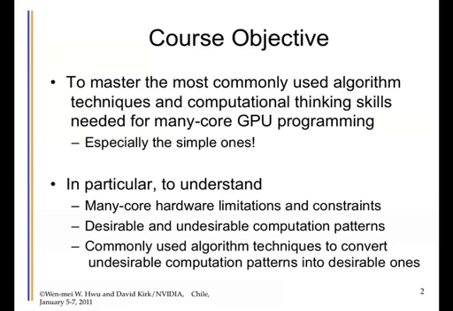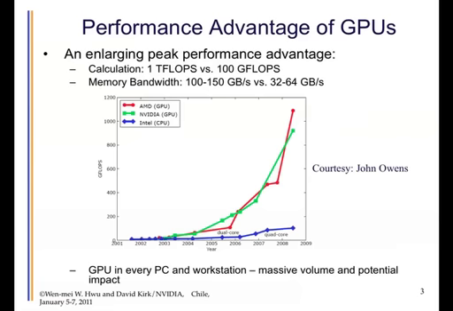The third one is I'd like to introduce to you some commonly used algorithm techniques to convert undesirable patterns to desirable patterns. If you really don't have an umbrella, maybe you can take your friend's jacket and put it up, right? That will be one technique. And using your friend's jacket is in general a little better than using your own jacket, so there are cost issues and so on. There are some interesting ways you can get around these problems.